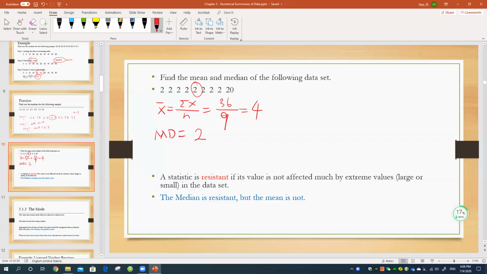And now let's look at some information down here. A statistic is resistant if its value is not affected much by extreme values. Extreme values means super large or super small compared to the rest of the data set. So if we look at this data set, 20 is kind of an extreme value.